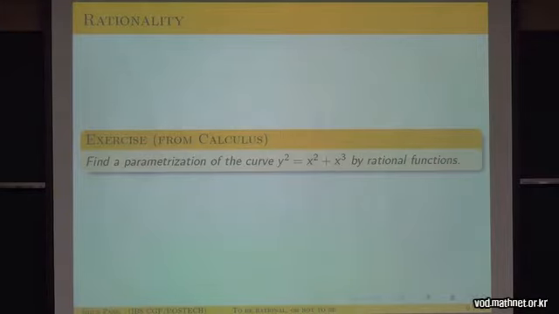When you have a variety, a plane curve, I mean, when you have this curve in R2, the question is whether it's rational or not, right? I'll solve this problem later.